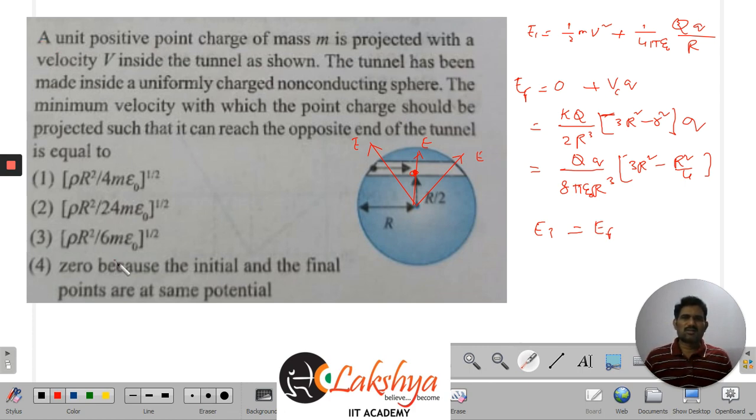The capital Q value we can substitute in terms of rho. So the small q value is finally 1 coulomb, and the capital Q value we can write as rho into 4 by 3 pi r cube. Then you can substitute these values and calculate the velocity required. That is the way to solve this problem, right? I think you can do the remaining calculations.